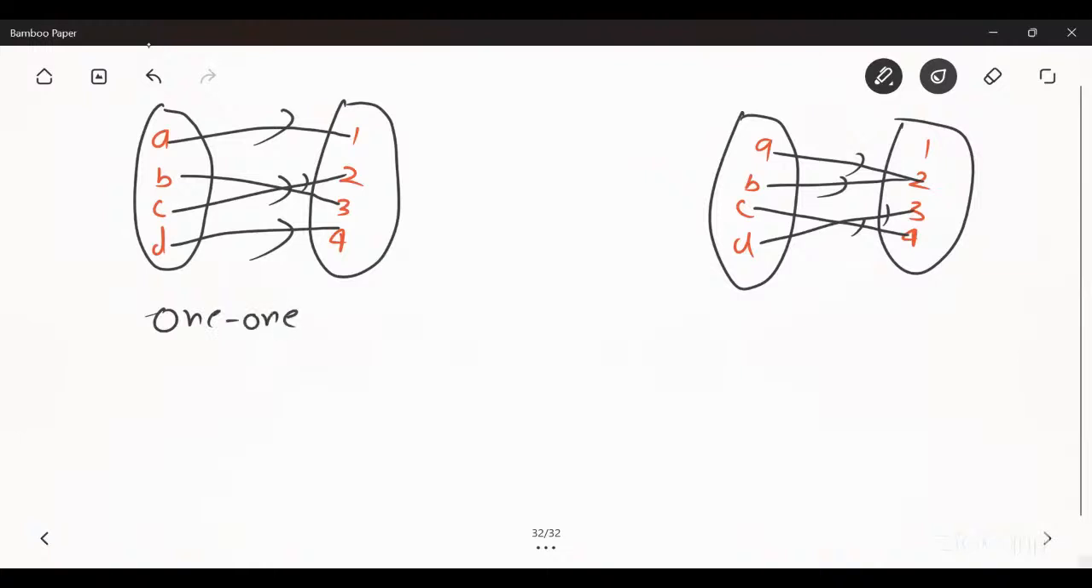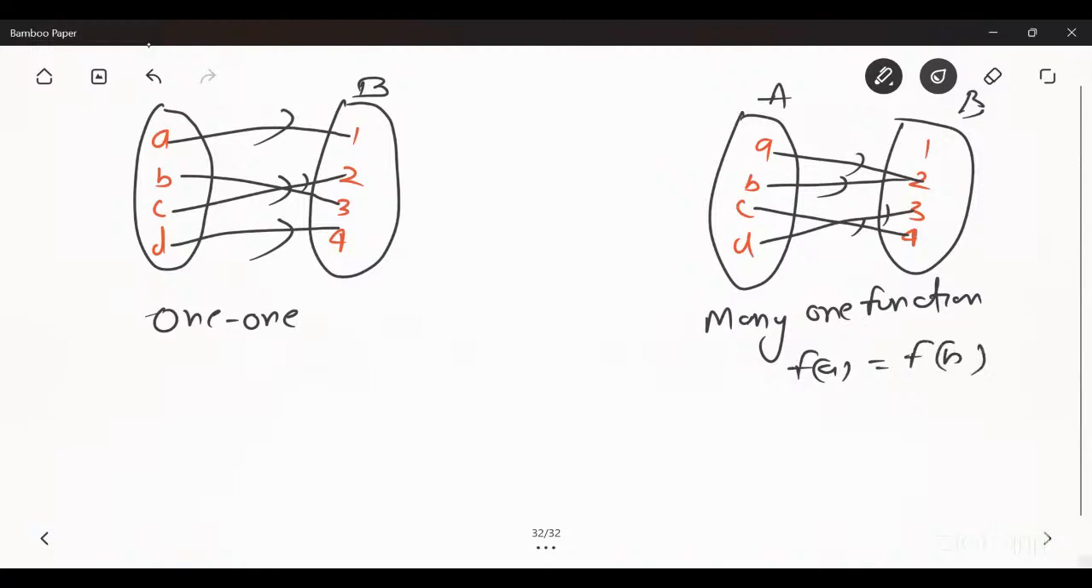Why is the first one known as one function? Because in that we are getting a unique pre-image of each element of B. But that function is not a one function. The second one is not a one function. That was a many-one function. Why was that a many-one function? Because in that we are getting two pre-images of two. f(A) equal to f(B), the images of A and B are equal, but A does not equal B. So that function is known as many-one function.